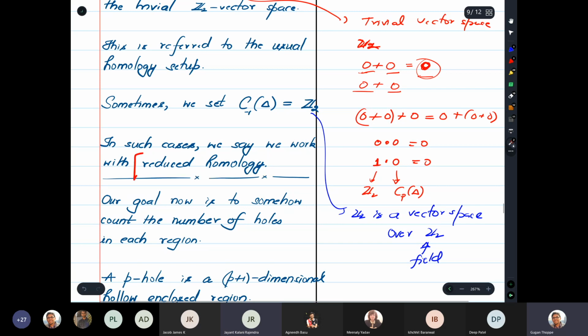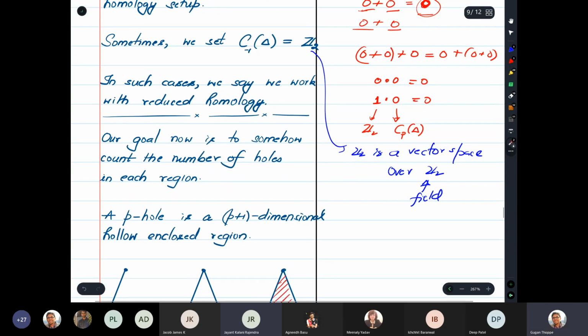Right, so why is this reduced homology useful? Why is the usual homology useful? All this will become clear hopefully in the next class. Is this okay? So now we are sort of done with setting up. These vector spaces are now set up. What do we do with these vector spaces will be the discussion for the next class.